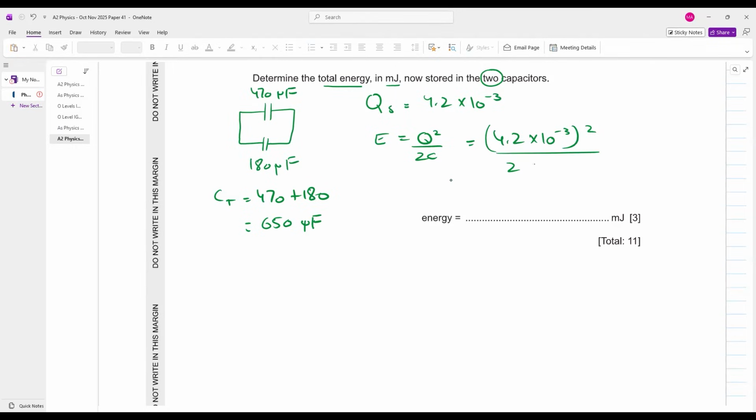What is the total capacitance? 650 microfarad, 650 times 10 raised to the power of minus 6. What does the total energy stored in the capacitor come out to be? 14 times 10 raised to the power of minus 3 joules. 14 millijoules is your answer. Simple as that. Nothing complicated here.